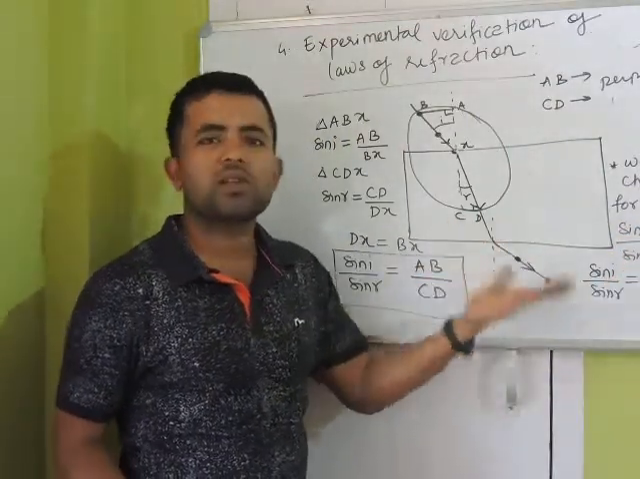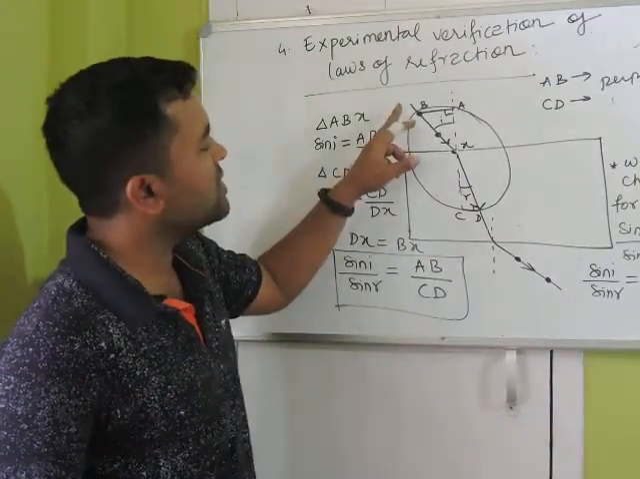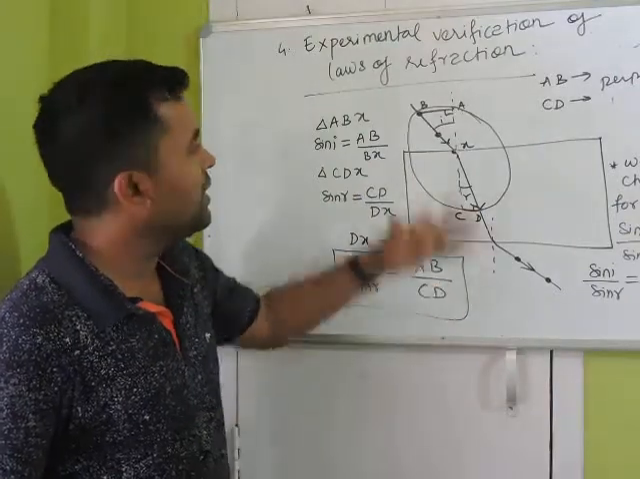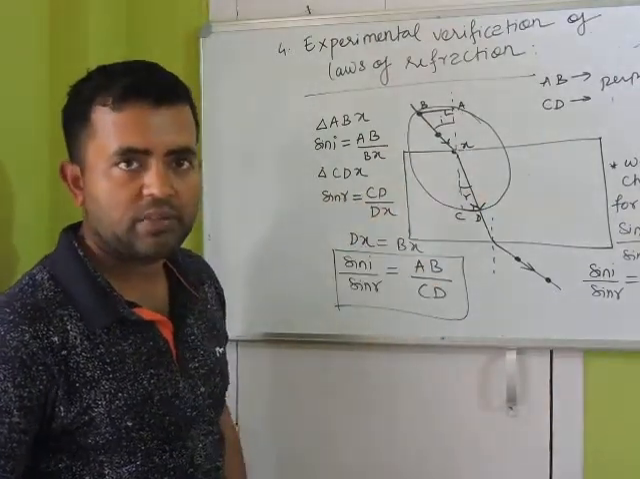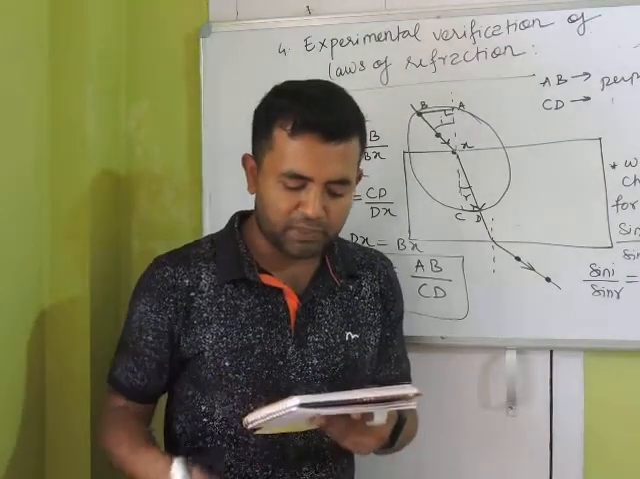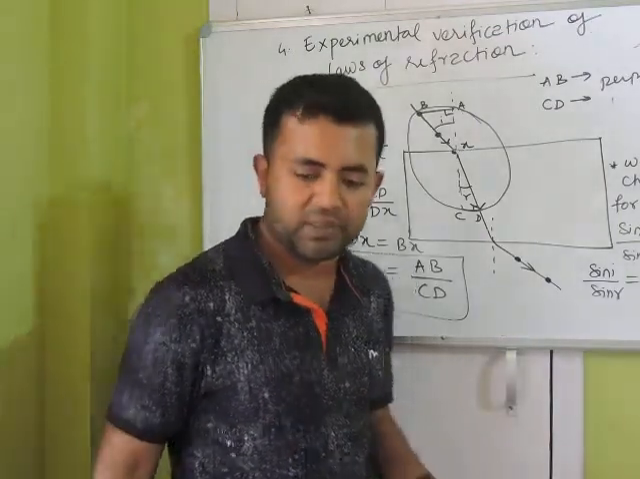Now the first law doesn't need any verification. It says that the incident ray, refracted ray and normal lie in the same plane, and that is obvious from the diagram. Now this is the last topic I want to discuss, that is multiple images in a thick plane mirror.